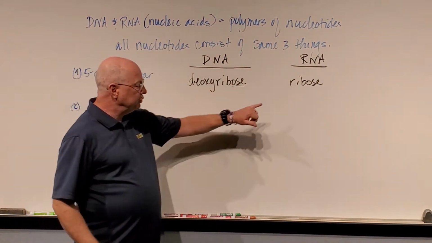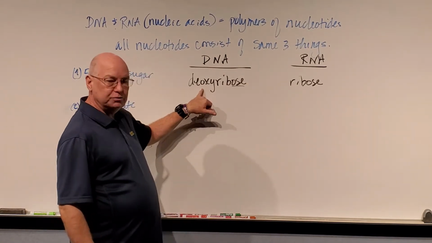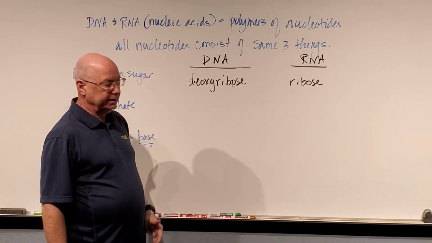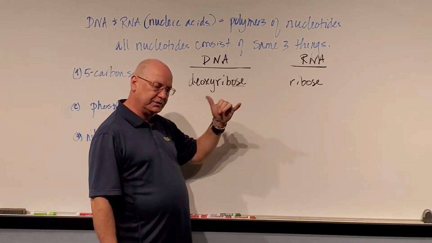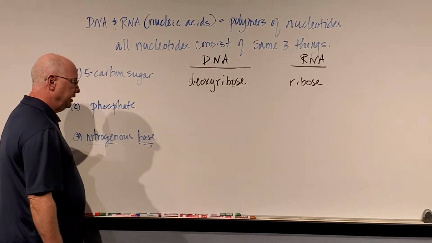And the difference between these two is that this one is missing an oxygen molecule. It's one oxygen away from being ribose. But it makes a significant difference in the structure of DNA and RNA.